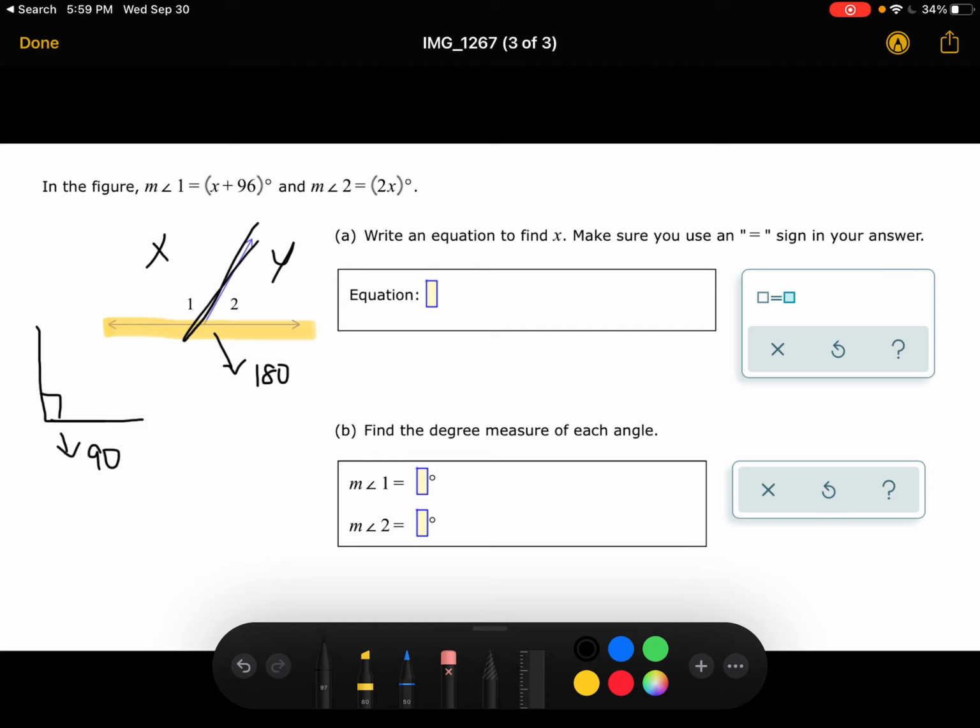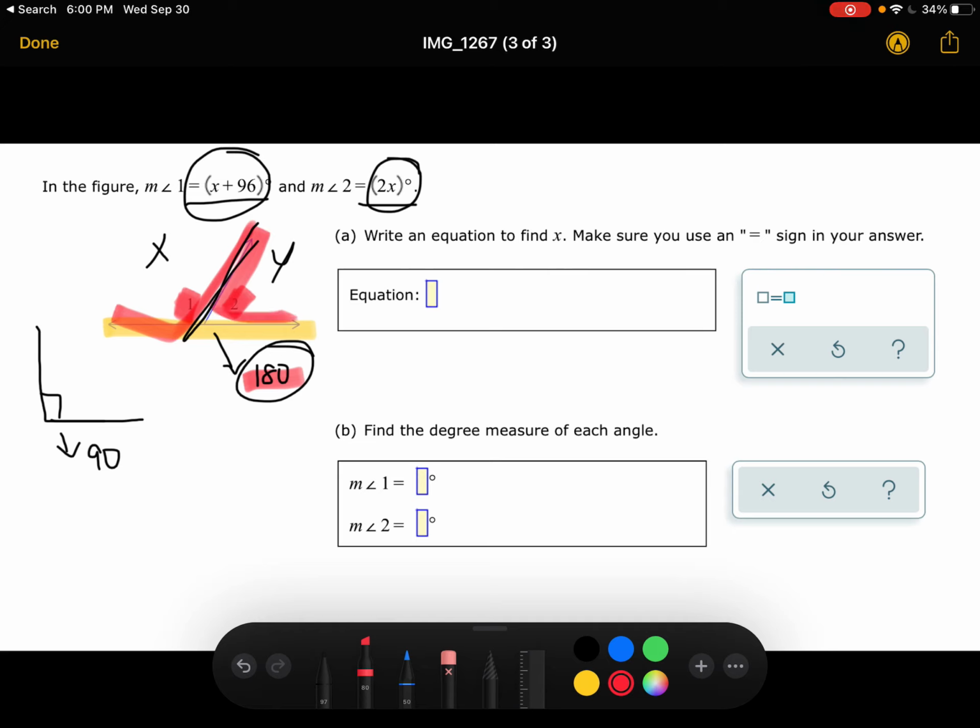So if I call the measure of angle 1 x plus 96, and I call the measure of angle 2 2x, then that means x plus 96 and 2x equals 180 degrees. It's sort of like a part-whole situation, where this part and this part equal that whole. Whichever way you need to wrap your brain around this concept, run with it, because this part and this part together equal the whole.